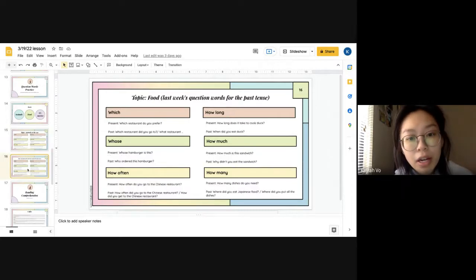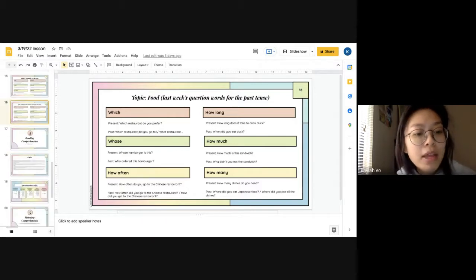Then we moved on to do that with food as well. For this slide, we used the present tense with this week's question words, and the past tense was last week's question words, which are which, who, when, where, and why.